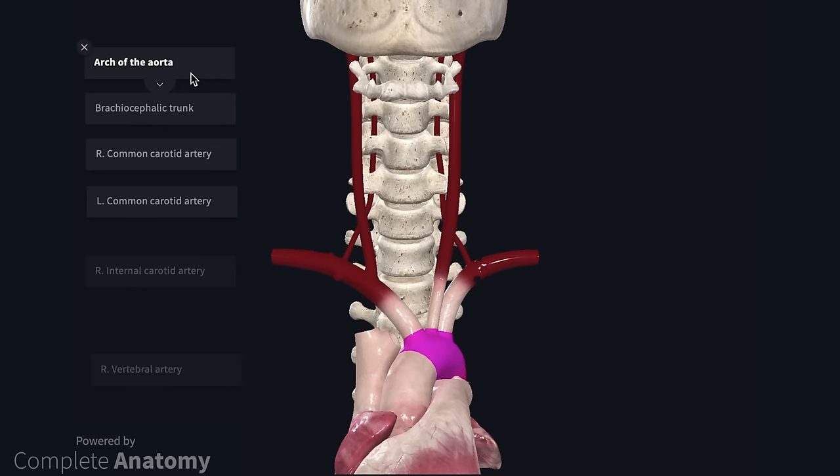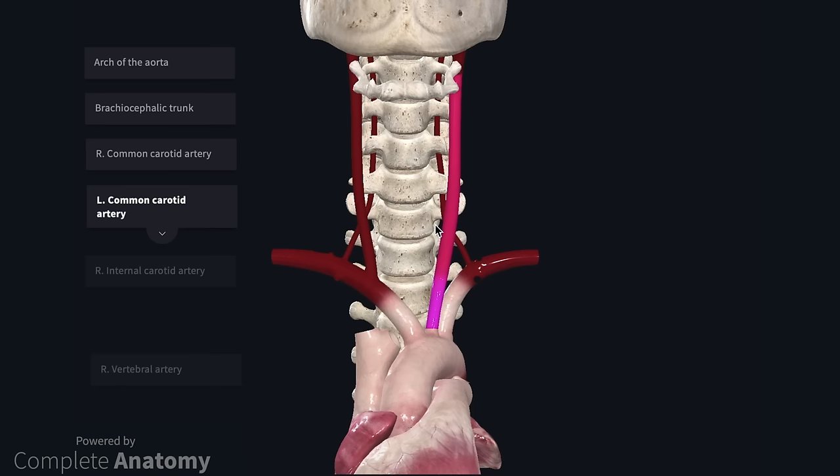The first branch is the brachiocephalic trunk. This artery courses towards the right upper limb, as we can see, and divides into the right subclavian and the right common carotid artery. The right common carotid artery ascends on the right-hand side of the neck. The left common carotid artery arises directly from the arch of the aorta and ascends on the left-hand side of the neck. The common carotid arteries pass within the carotid sheaths.